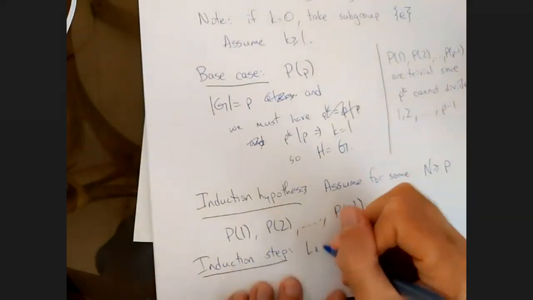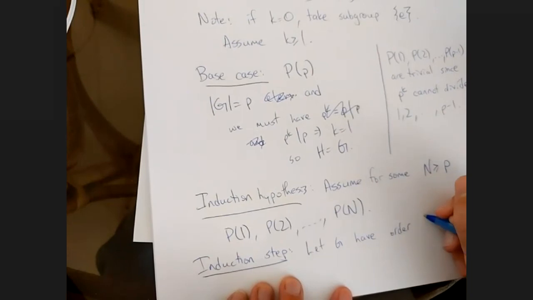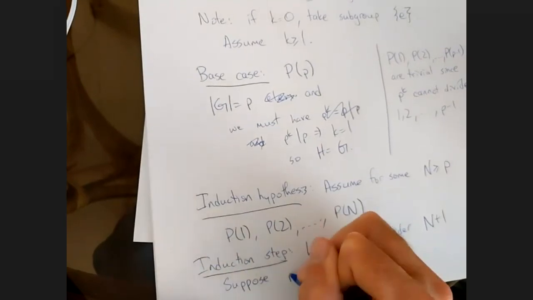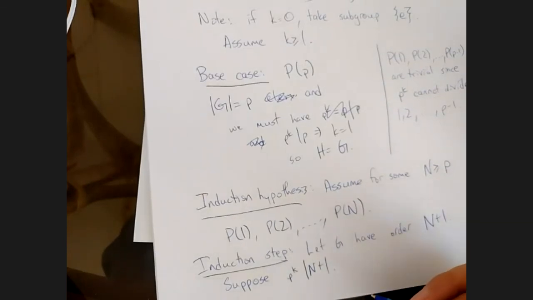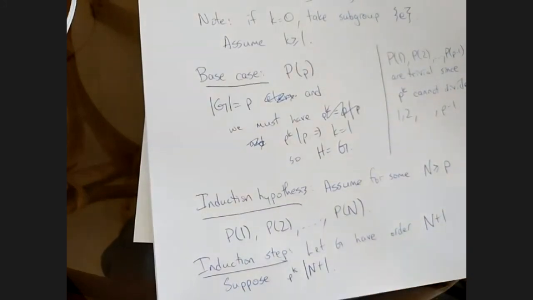Okay. Let G have order n plus 1, and suppose p to the k divides n plus 1. If p to the k does not divide n plus 1, then the proposition is vacuously true. Because the proposition says if p to the k divides the order of G, then G has a subgroup of order p to the k. So if p to the k does not divide the order of G, it's not saying anything. So we can stop. Okay, so p to the k divides n plus 1, and we have to construct a subgroup of order p to the k.